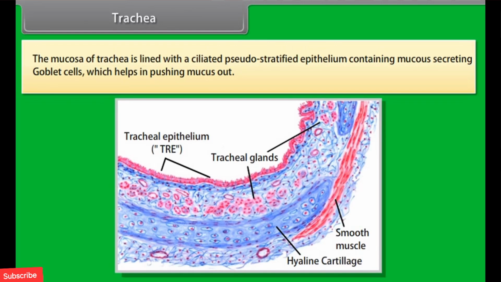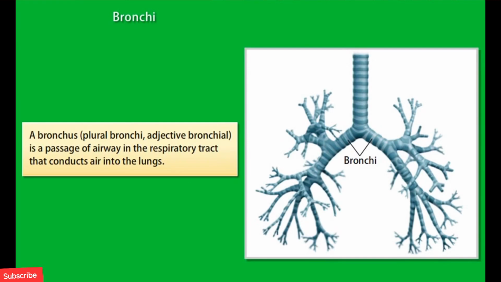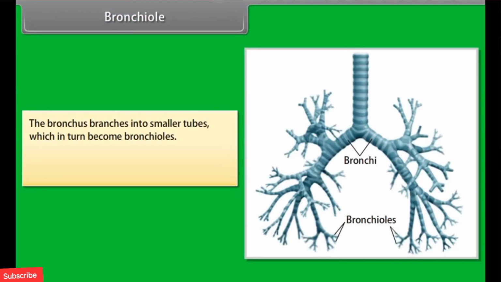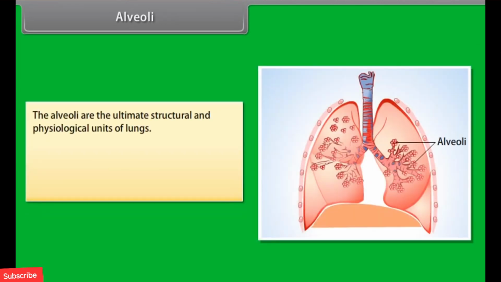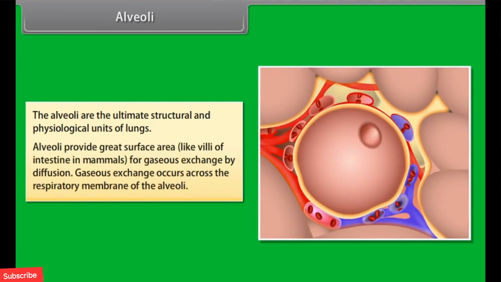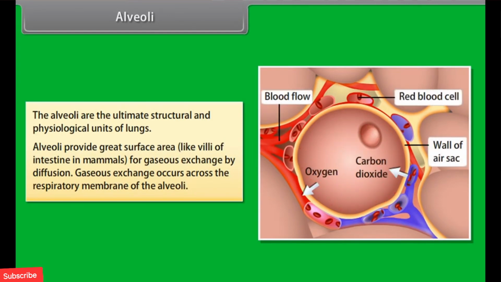Bronchi. A bronchus, plural bronchi, adjective bronchial, is a passage of airway in the respiratory tract that conducts air into the lungs. Bronchiole. The bronchus branches into smaller tubes, which in turn become bronchioles. No gas exchange takes place in this part of the lungs. Alveoli. The alveoli are the ultimate structural and physiological units of lungs. Alveoli provide great surface area, like villi of intestine in mammals, for gaseous exchange by diffusion. Gaseous exchange occurs across the respiratory membrane of the alveoli.